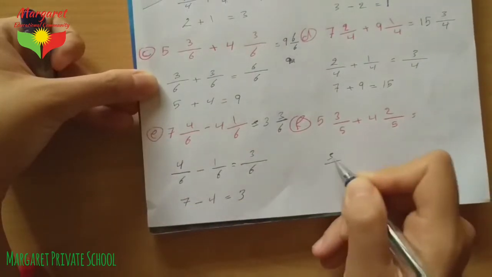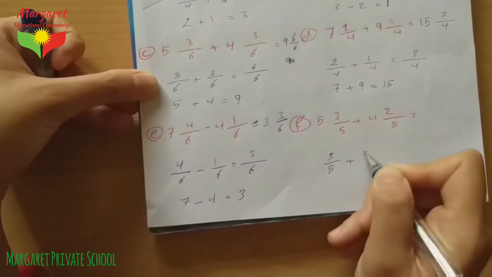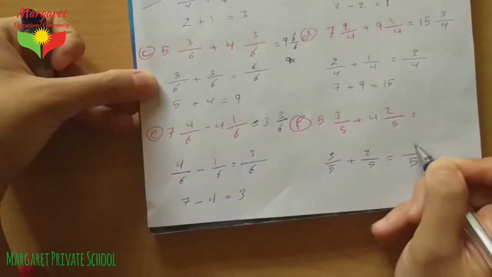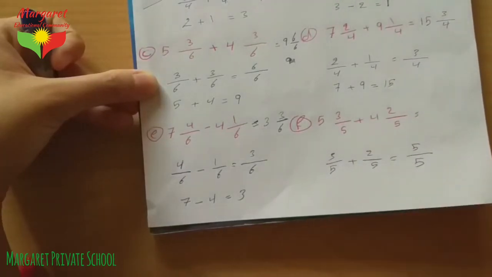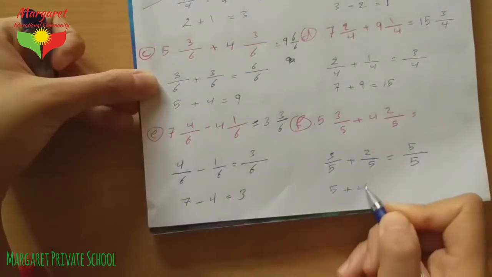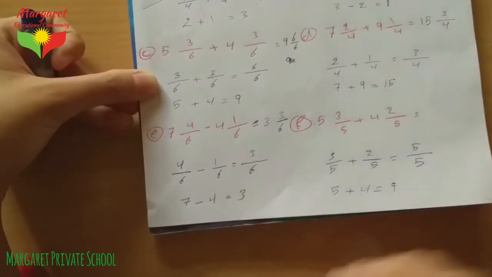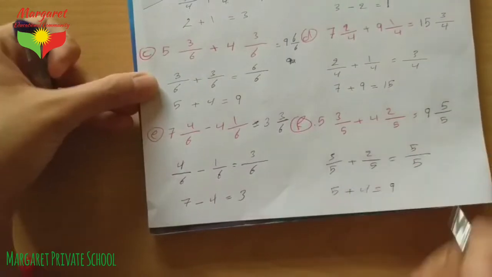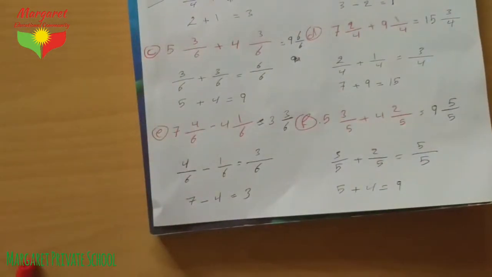3 out of 5 plus 2 out of 5, keep the denominator: 3 plus 2 is 5. 5 plus 4 equals 9. So the result is 9 and 5 out of 5.